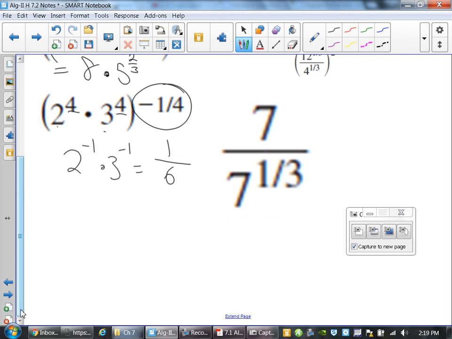You should probably be able to look at that one and tell me the answer without doing any work. Okay, let's try this again. Let's do the work. 7 divided by 7 to the 3rd.